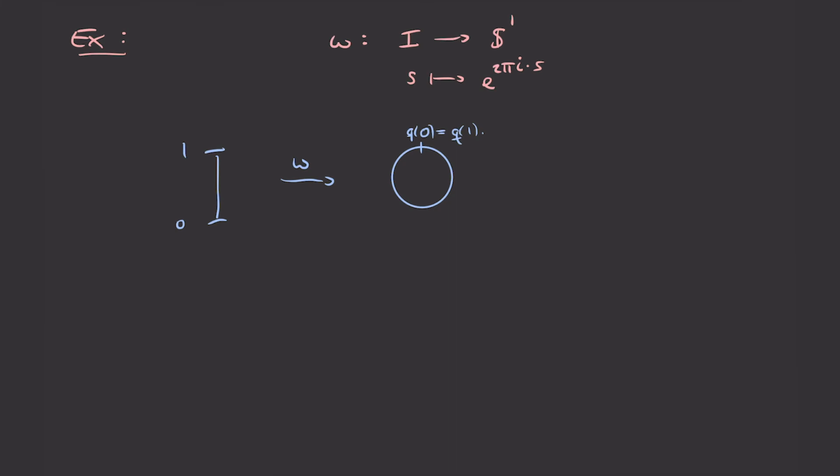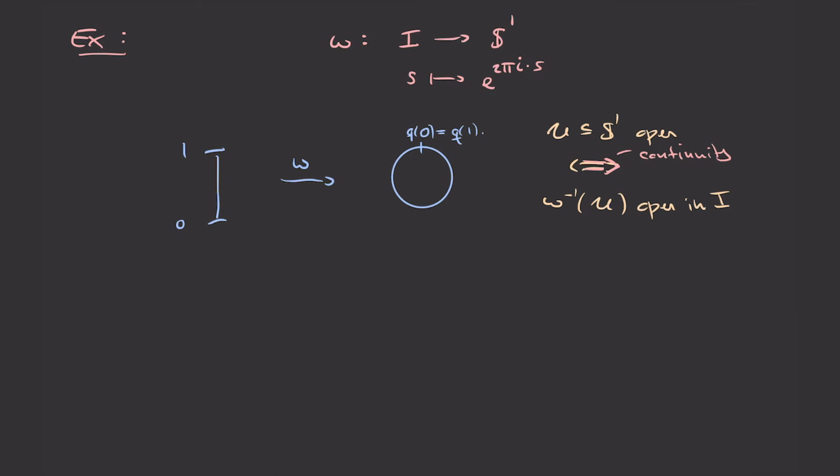Therefore, the only thing we need to check is whether this map actually satisfies the condition that the subset U of S1 is open if and only if the preimage omega inverse of U is open in I. If we have some open subset of S1, then its preimage will be open in I by continuity. So this direction is just continuity, and we assume that we know that this exponential function is continuous, for example, from an analysis course.